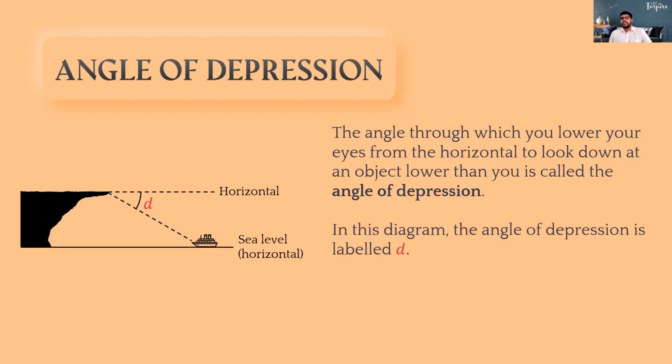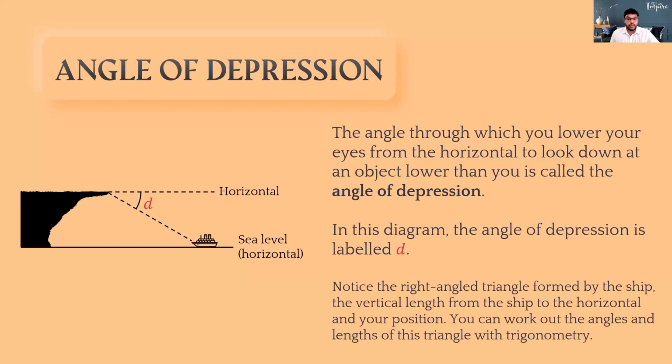In this diagram, the angle of depression is labeled D, right? So children, always with the horizontal. From the horizontal upwards is elevation, from the horizontal downwards is depression, right? So again, children, you can notice there's a right angle triangle formed by the ship, then the vertical length from the ship to the horizontal over here and your position. So you can see this is a right angle triangle. You can work out angles and lengths of this triangle with trigonometry again, right? So let me show you an example.